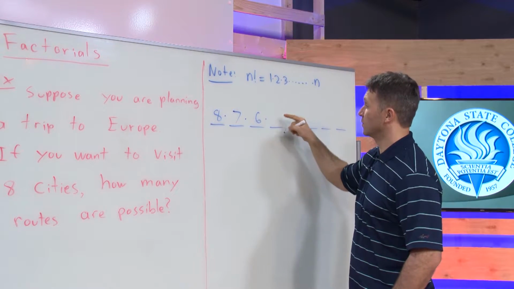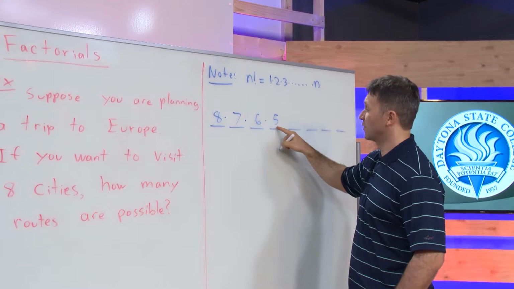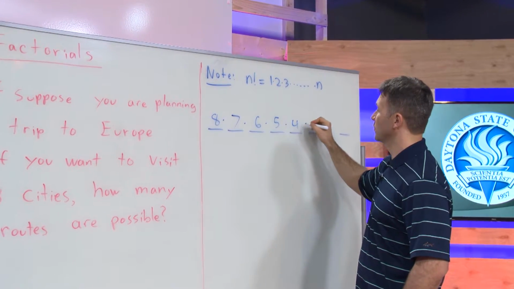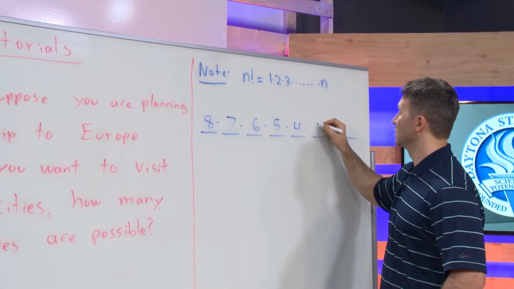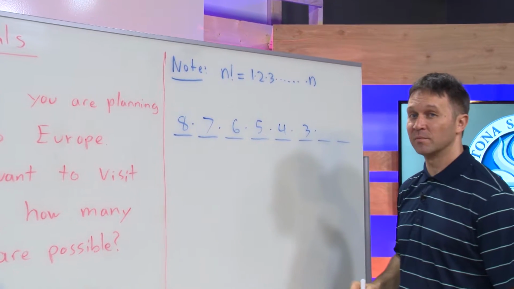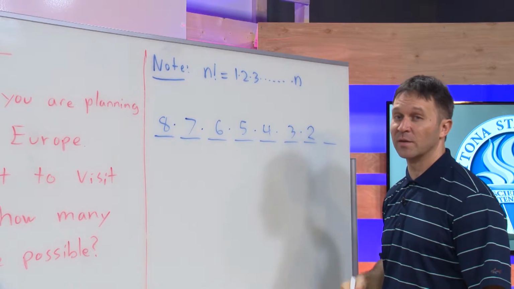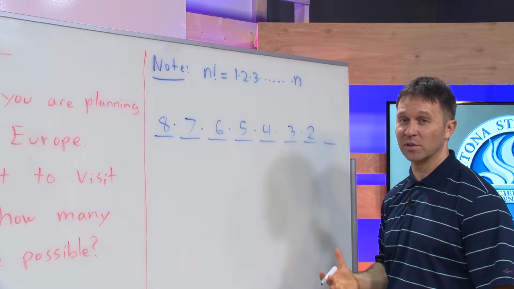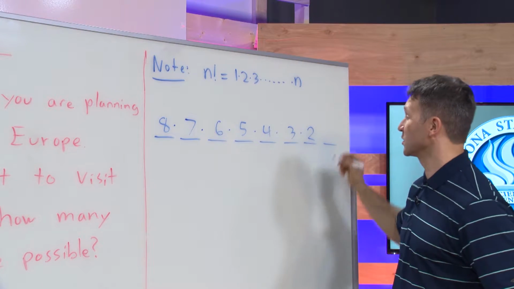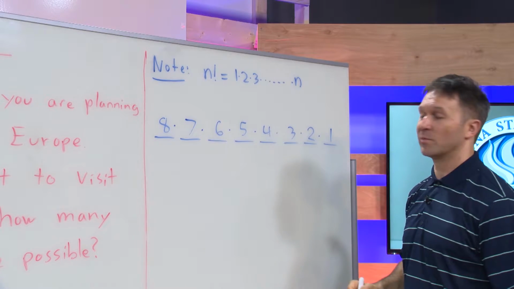And then going down the line, we'd have 5 to choose from, and then 4 to choose from, and then 3 to choose from, and then 2 cities to choose from. And then the last city to visit is not really a choice at all. Well, technically, I'm going to call it a choice, but there's just 1 choice remaining.